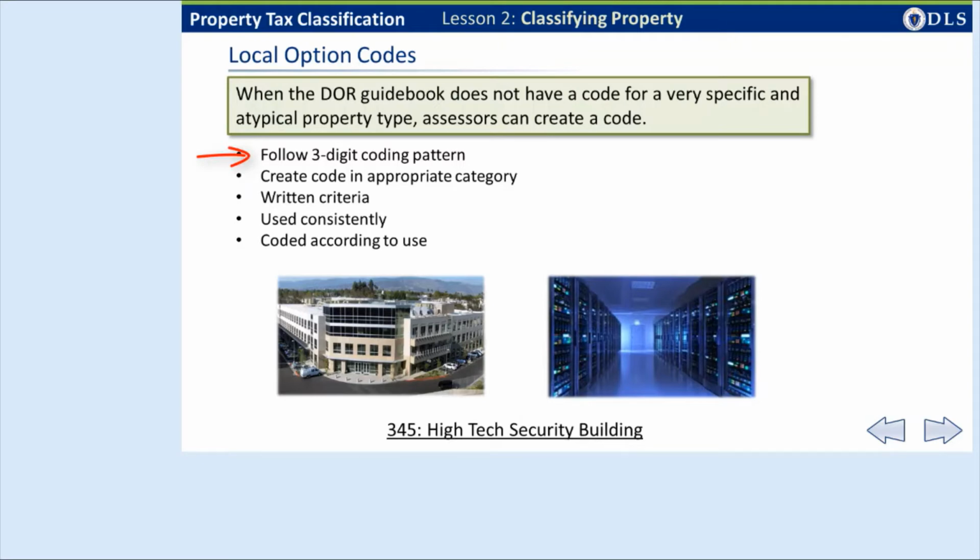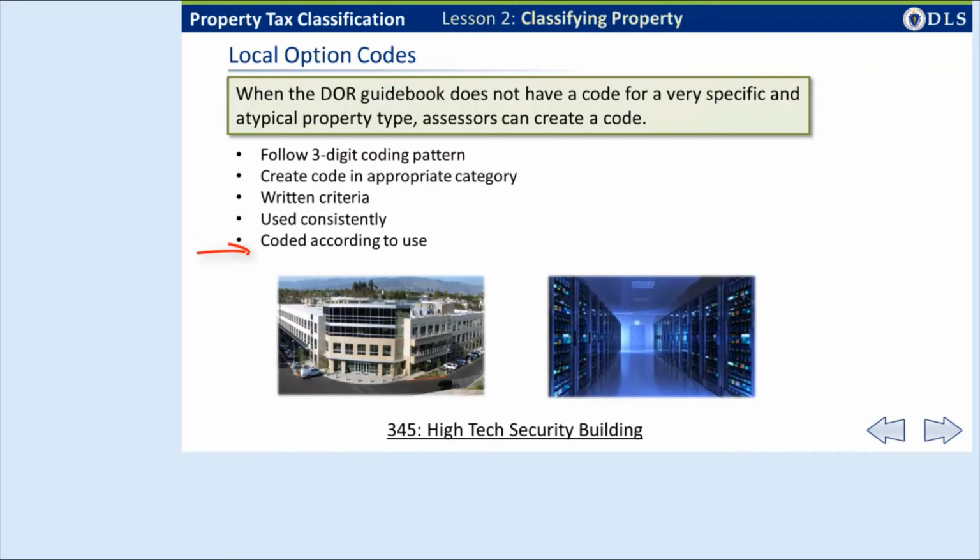The first digit represents the major class. The second digit represents a significant category in that class. And the third digit represents a specific property type in that category. Be sure you create a code in the appropriate category. Any local option code should have a written criteria, clearly describing the property type, and the code should be used consistently on any similar properties.